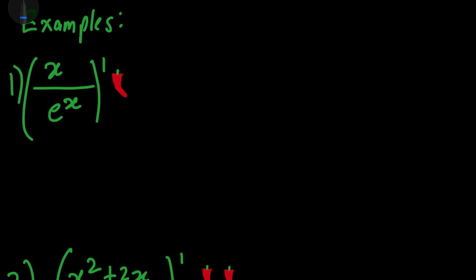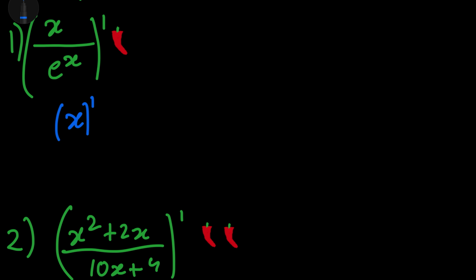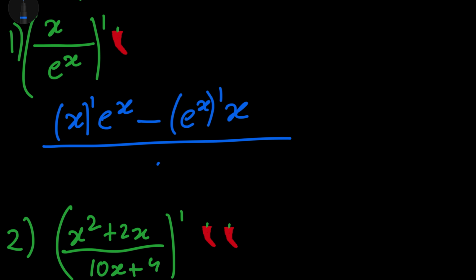All right, let's do some examples. Here we have x divided by e to the x. Now this is relatively simple. We take the derivative of the numerator first always. So we want to take x prime, e to the x, minus, whenever you have division, whenever you have quotient rule, you need to do minus. Then we take derivative of e to the x times x, divided by e to the x squared.